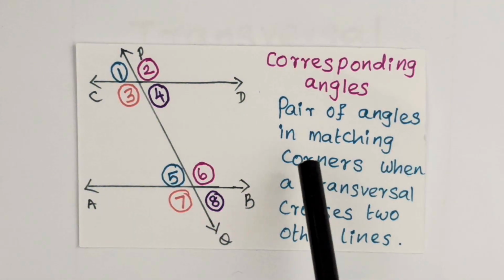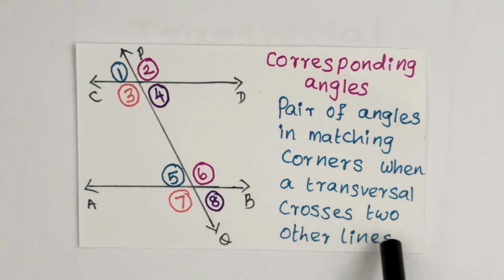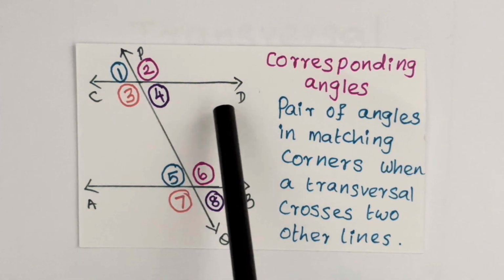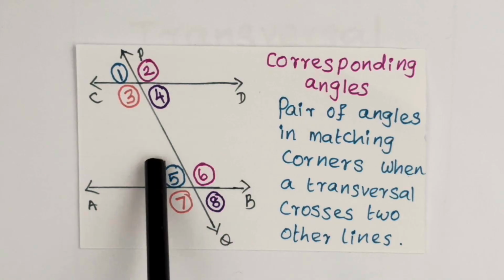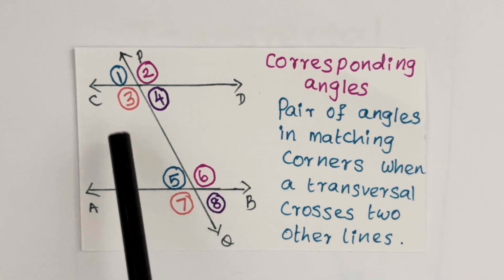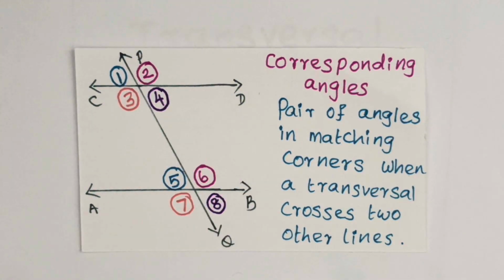Corresponding angles are pairs of angles in matching corners when a transversal crosses two other lines. So what is a matching corner? 1 and 5 are matching corners, and 3 and 7 are corresponding angles. 2 and 6 are corresponding angles, and 4 and 8 are corresponding angles. Corresponding angles means a pair of angles in matching corners.